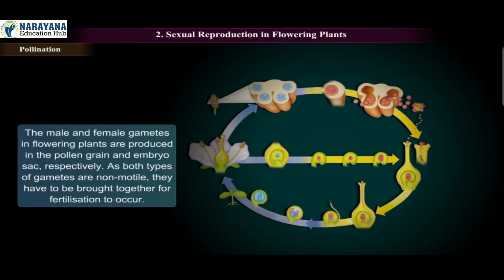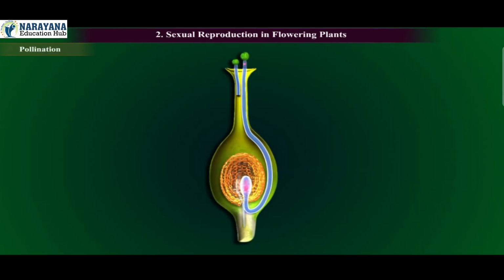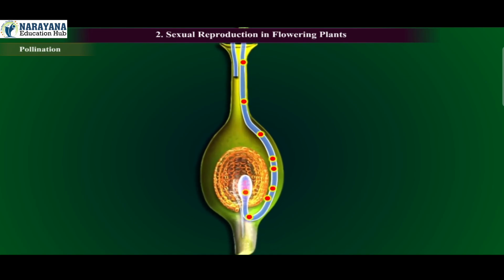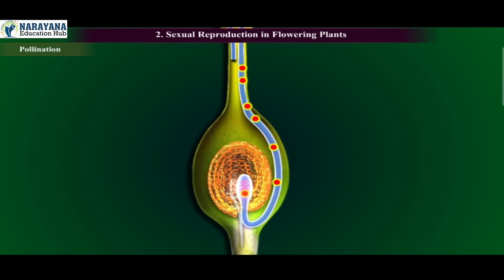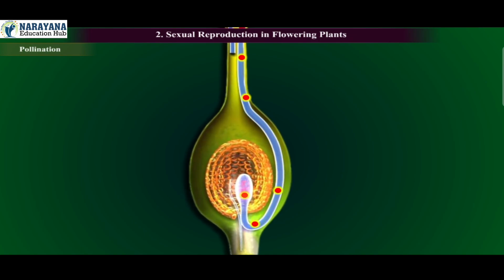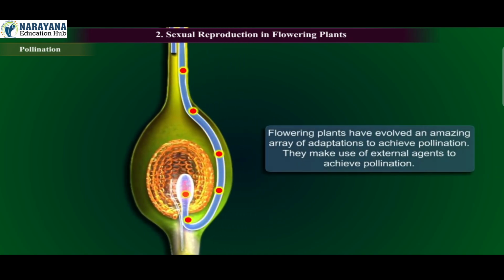Pollination. The male and female gametes in flowering plants are produced in the pollen grain and embryo sac respectively. As both types of gametes are non-motile, they have to be brought together for fertilization to occur. Pollination is the mechanism to achieve this objective. Transfer of pollen grains, that is, dust, from the anther to the stigma of a pistil, is termed pollination. Flowering plants have evolved an amazing array of adaptations to achieve pollination. They make use of external agents to achieve pollination.